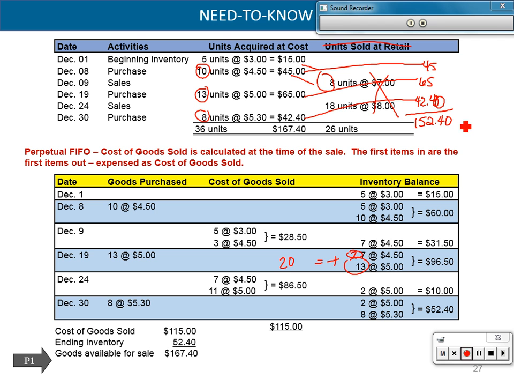Now that typically would be your beginning cost of goods sold, right? Out of what you've sold. What about the beginning inventory? Yes. Add $15, $167.40. What has happened? You sold items. You sold 18 units and then 8 units. What did you make off of that? $28.50.